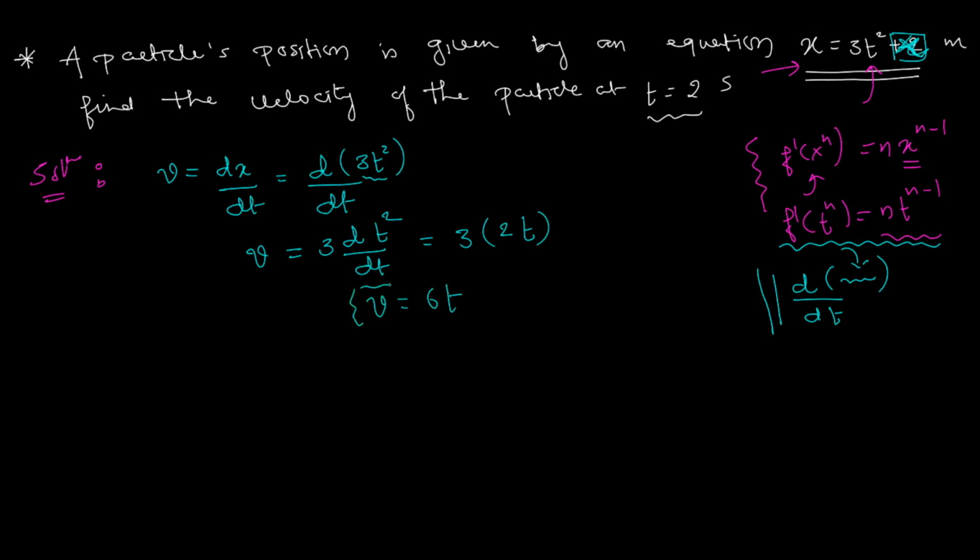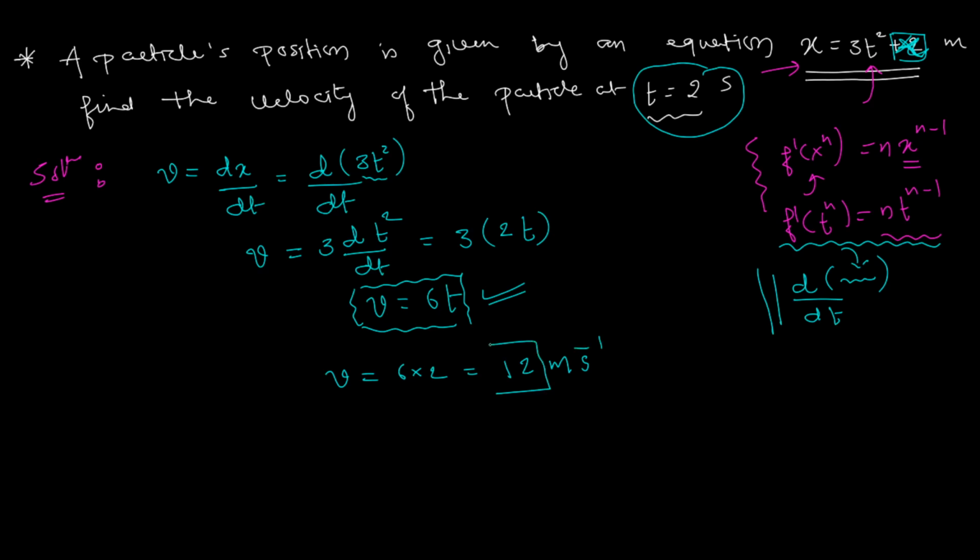This is going to be the equation which is going to govern the velocity of the particle. This is the equation for velocity of the particle. Now for the real question, find the velocity at t equal to 2 seconds. So just substitute t equal to 2 seconds, and then you'll be able to get the velocity. Velocity at 2 seconds is 6 into, just substitute t as 2, you'll get 2, and then velocity must be 12 meters per second.